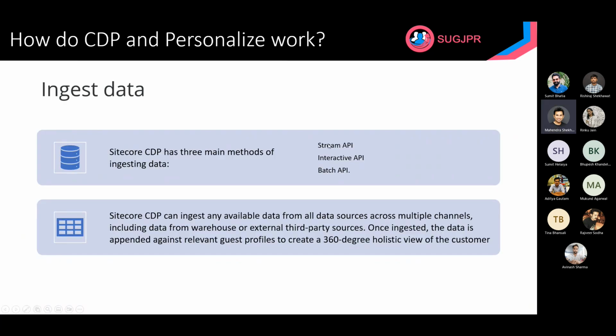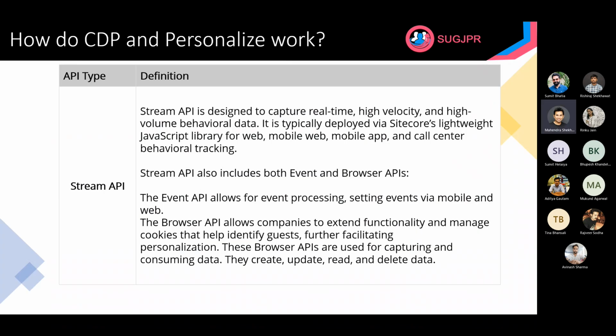These are three APIs that you can use: the stream API, interactive API, and batch API. Sitecore CDP can get all that data from the different sources and then process that data. Let's talk about the API types and their definitions. The Stream API, as I already mentioned, is used to capture real-time, high-velocity and high-volume behavioral data. It is typically deployed via a Sitecore lightweight JavaScript library for your web or mobile application.